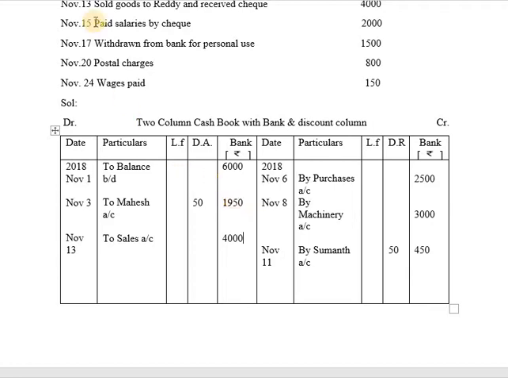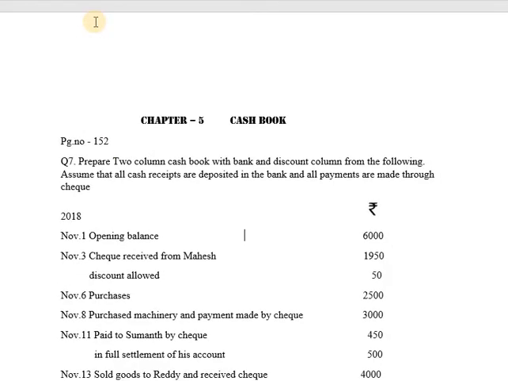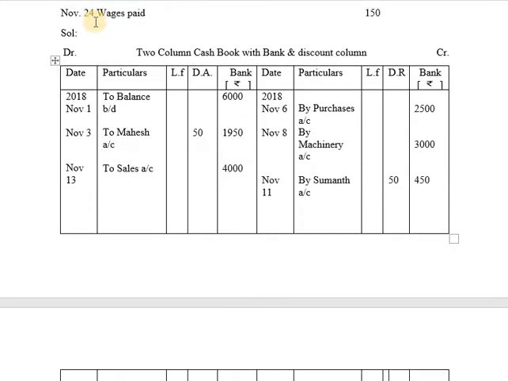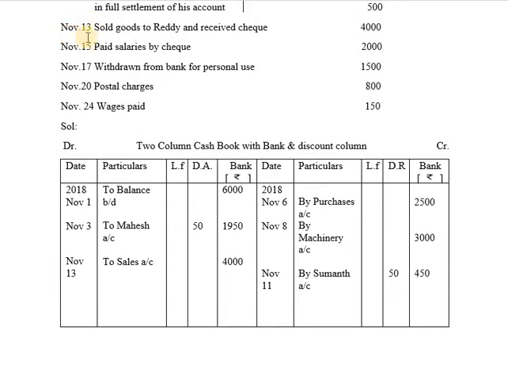Next, after November 13 we have a transaction on November 15, paid salaries by check rupees 2000. Paid salaries by check rupees 2000. So when you are paying salaries, amount is going from the business, so it will be recorded on credit side.